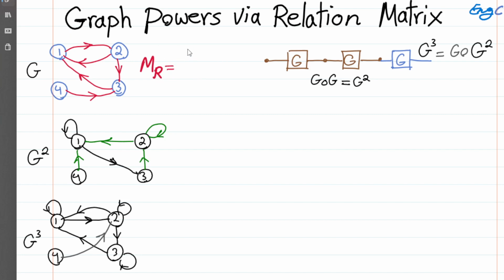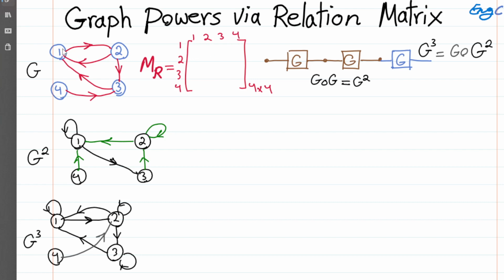Since we have 4 vertices, it's a 4 by 4 matrix. So I'm going to have 4 rows and 4 columns. It's a 4 by 4 matrix. And effectively each vertex will have one row as a representation and one column as a representation. So I'm going to write them down here.